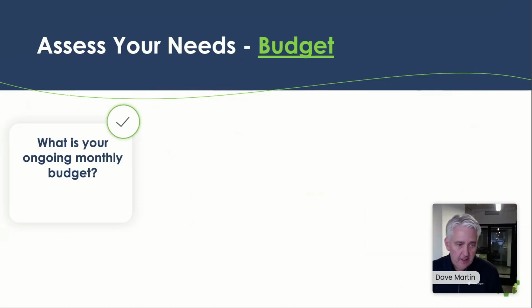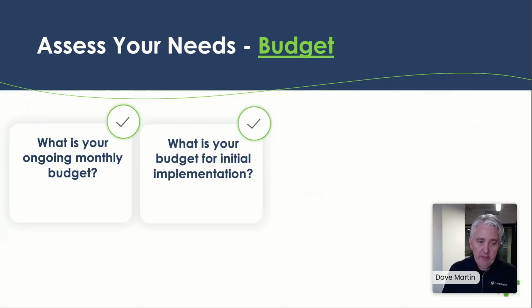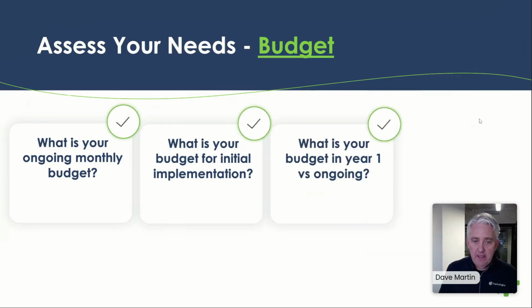That builds trust. So from a budget perspective, what's your ongoing monthly budget? That has a big impact on who you look at, right? Do you have budget for your initial implementation? There are usually costs around implementation. It takes time, it takes energy. So do you have budget for that? So what's your year one budget versus your ongoing budget?